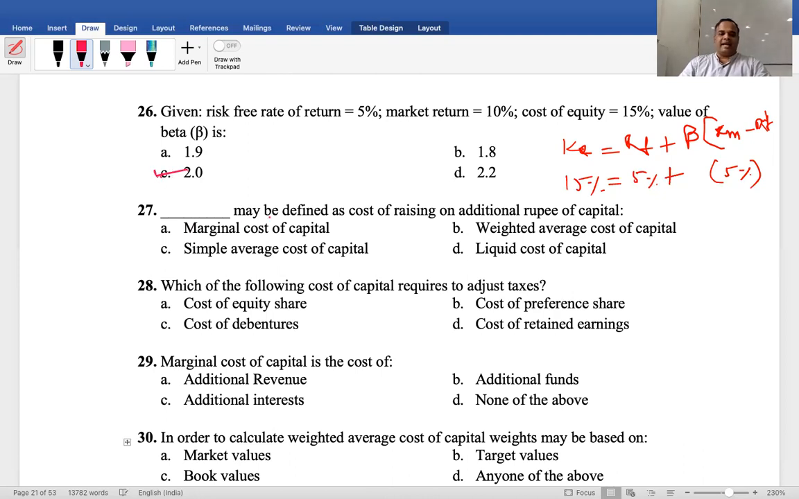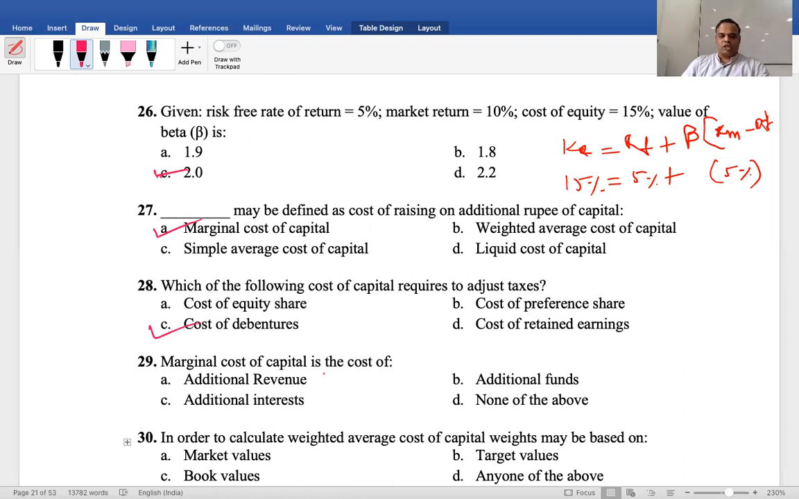Next. Dash may be defined as a cost of raising an additional rupee of capital. Marginal cost of capital, weighted average cost of capital, simple average cost of capital, liquid cost of capital. Marginal. Additional means marginal cost of capital. Which of the following cost of capital required to adjust tax? Cost of equity shares, cost of preference shares, cost of debentures, cost of retained earnings. Cost of debentures, we have to do. Tax benefit is there for debt fund. Are you able to follow?